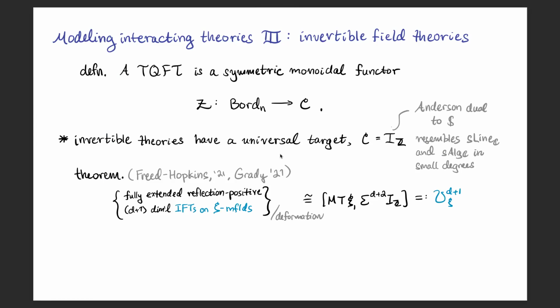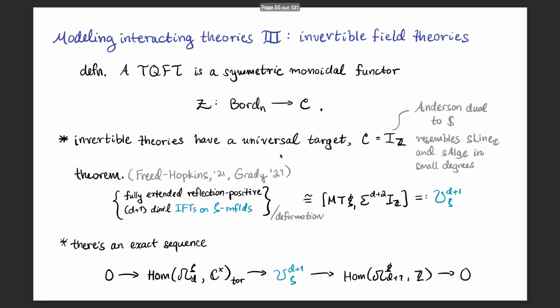So if we want to classify fully extended reflection positive D+1 dimensional invertible field theories up to deformation, this is some group that you can compute. And I'm going to just write an upside down omega for it. So omega for Bordism, and then it's upside down because it's dualized. And from the universal property of the Anderson dual, we get an exact sequence here. So the middle is the group that we care about, and then these groups on the side are Bordism groups. So the group that we care about can be computed from Bordism groups in a couple of dimensions.